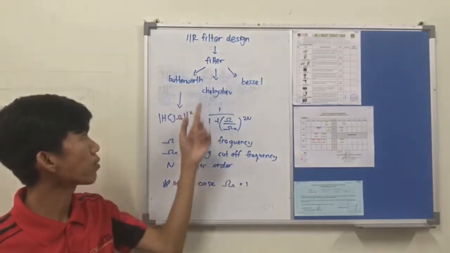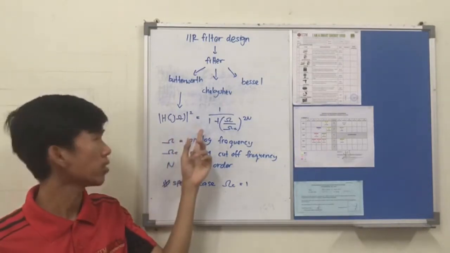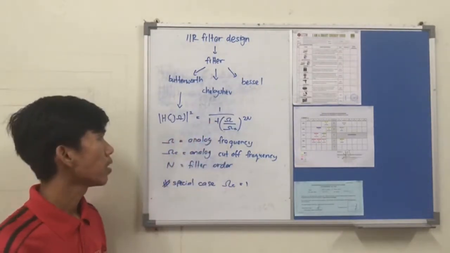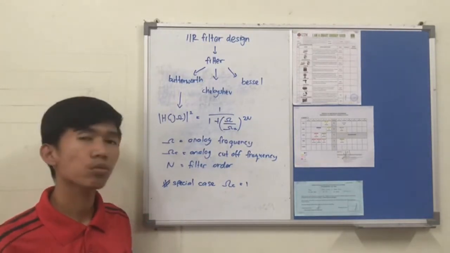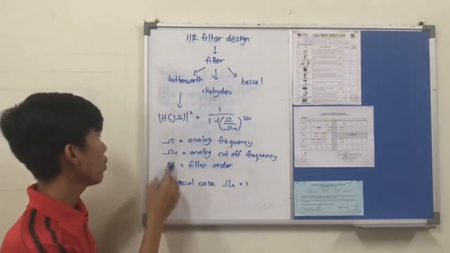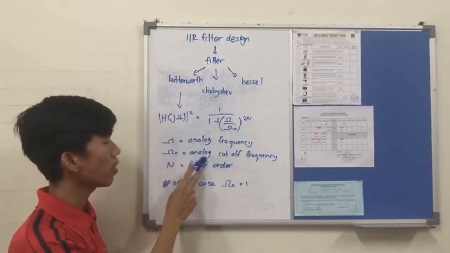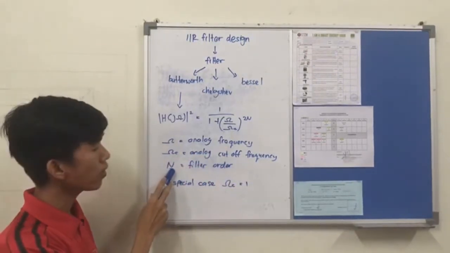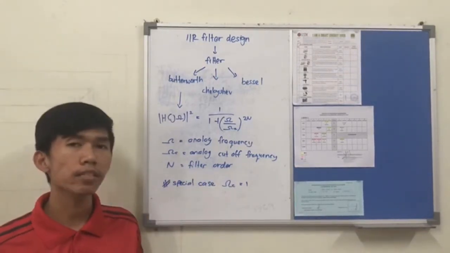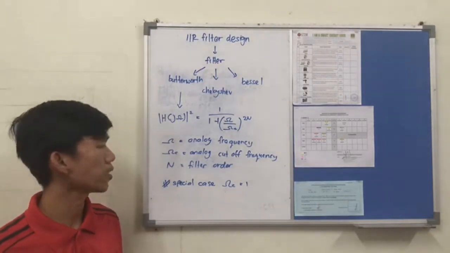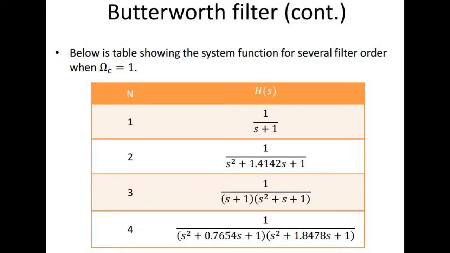Under this filter, there is one important formula, which is |H(jω)|² equal to 1 over 1 plus (ω over ωc) to the power of 2n. ω represents analog frequency, ωc represents analog cutoff frequency, and n represents filter order. There is one special case under this filter: if ωc is equal to 1, we can refer to the table provided.